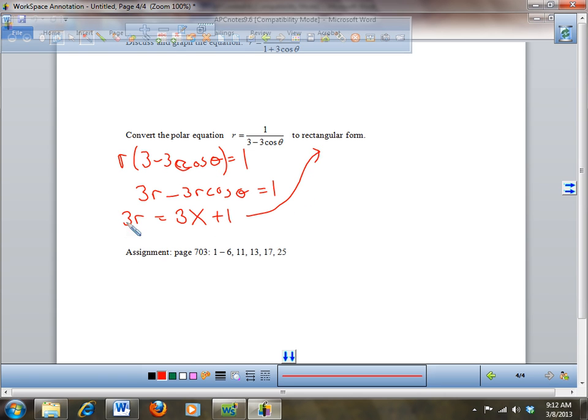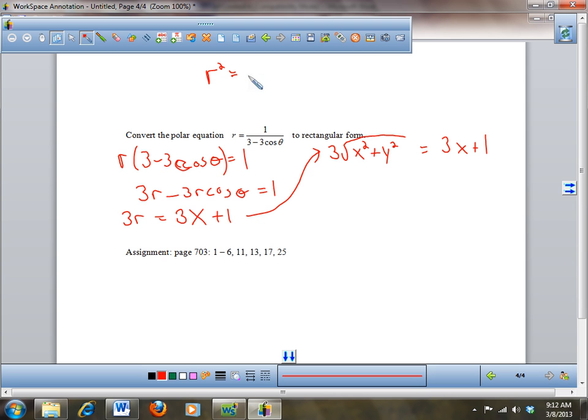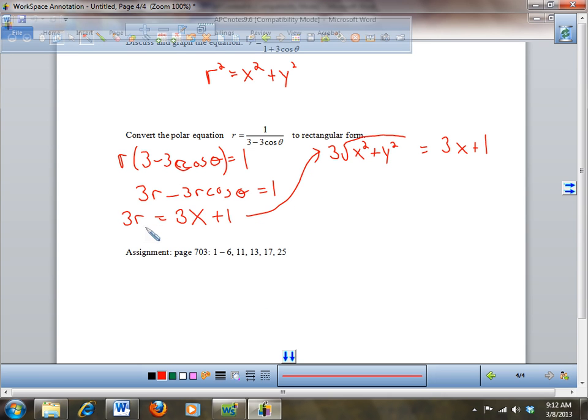I'm not quite done converting it, because r, this is what a lot of you guys messed up on that last quiz, r is equal to the square root of x squared plus y squared, equals 3x plus 1. I'm not done yet. Since r squared equals x squared plus y squared, r is the square root of x squared plus y squared. That makes sense.